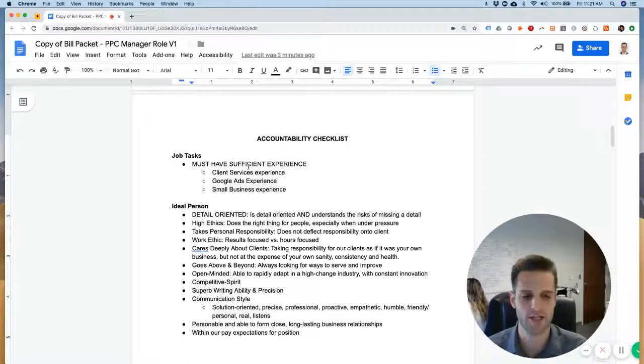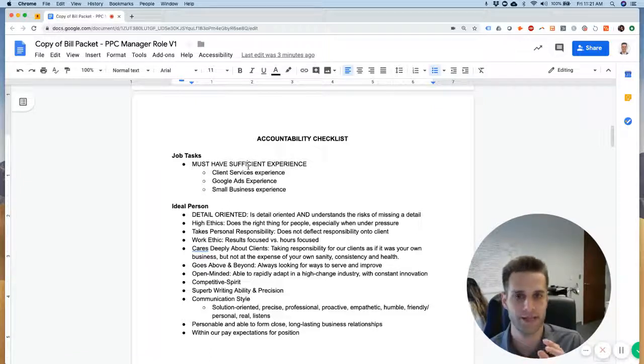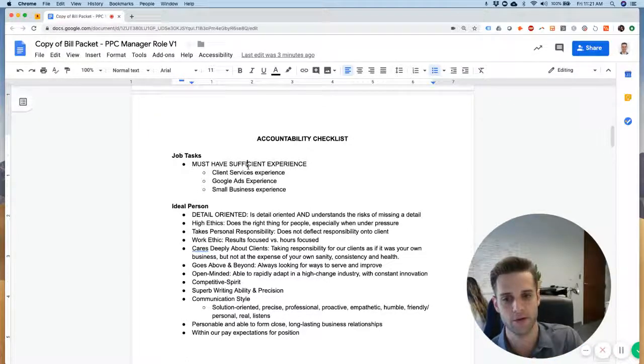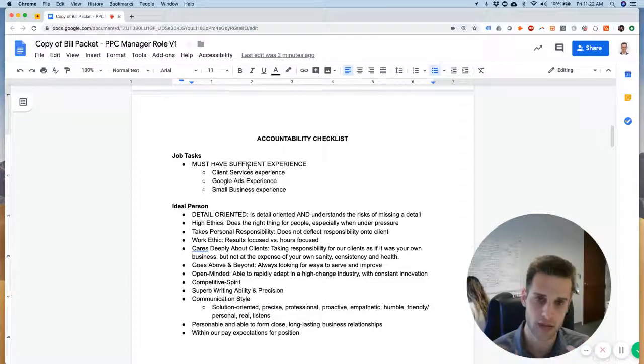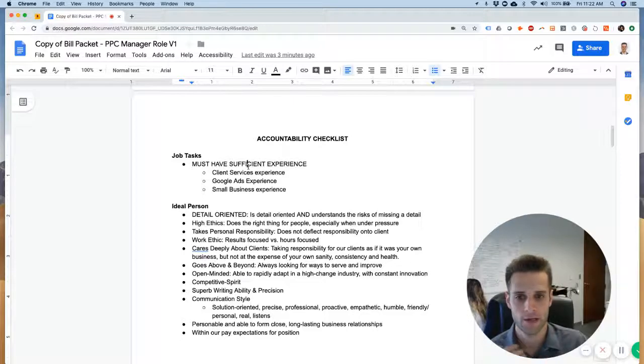checklist. Now, the reason it's called an accountability checklist is someone else on your team has to hold you accountable to those standards that you've set, right? So someone else on my team will go through the accountability checklist when I feel like I want to hire someone and go, okay, well, did they have sufficient experience? Do they have client services, Google Ads, small business experience for this role? And if I say no to those, then they're going to be like, okay, you fell in love with the candidate because we need someone. You said we need someone with X, Y, Z. So that's how the accountability checklist works.